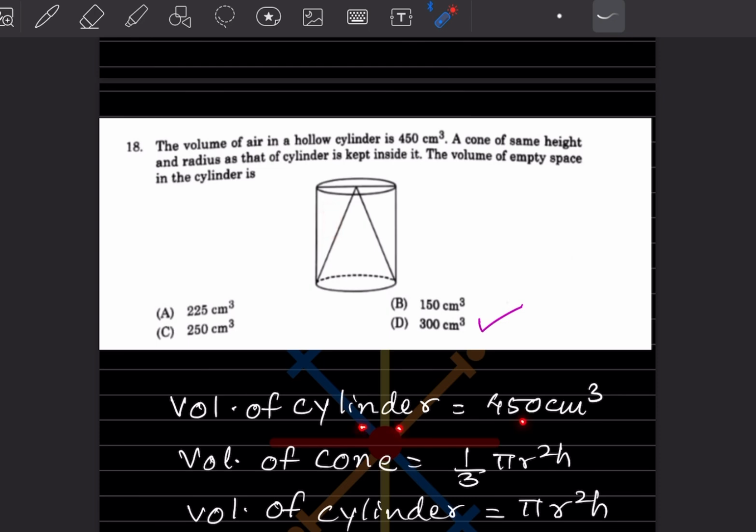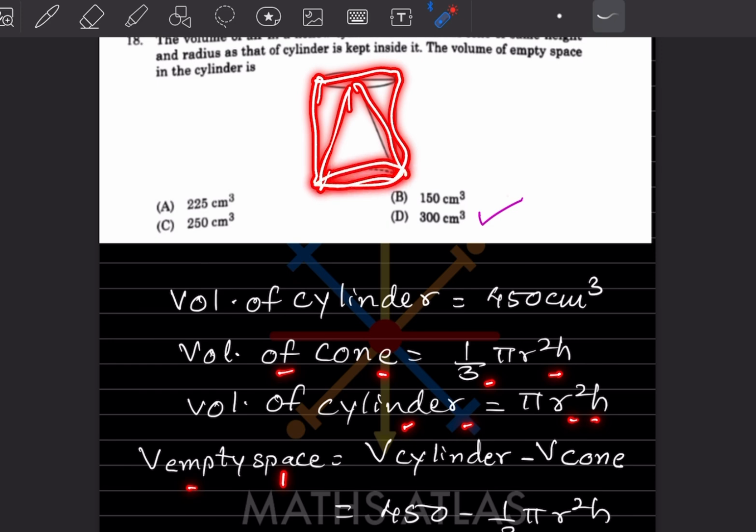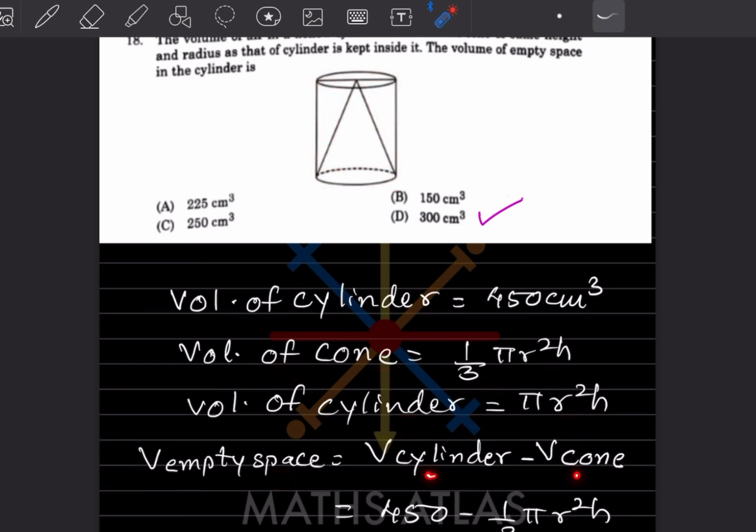So the volume of the cylinder is given as 450 centimeter cube. You should know the formulas first. Volume of cone means 1 by 3 pi r square h, and volume of cylinder is pi r square h. So the volume of empty space is going to be the volume of this cylinder minus the volume of this cone.